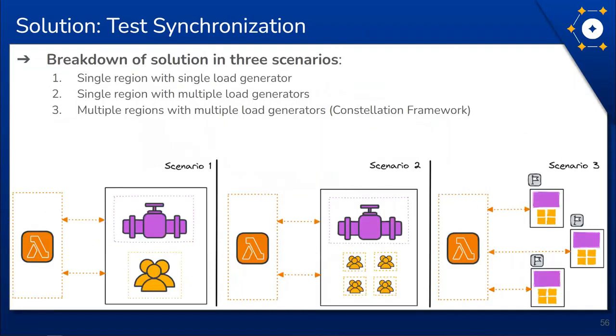To illustrate the job of the orchestrator, we decided to lay out 3 scenarios of increasing complexity. The first is a single region with a single load generator. The second is a single region with multiple load generators. And the third and final scenario involves multiple regions. This last scenario is precisely the kind of geo-distributed load testing that Constellation facilitates.